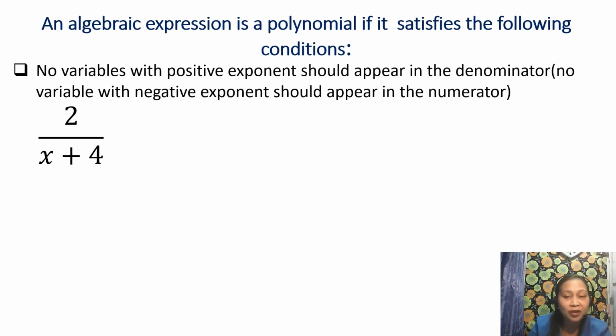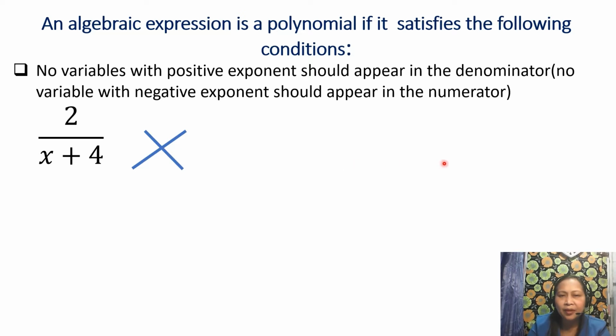I want you to observe. Yes, this is not a polynomial. Why? Because as you can see, there is a variable under the denominator. There is a variable that appears in the denominator. So therefore, this is not a polynomial.